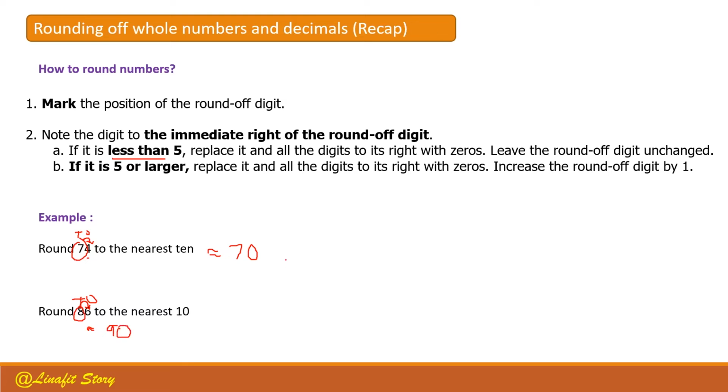Another example. Let's say 53. Round off 53 to the nearest 10. 3 is in the ones place, 5 is in the tens place. We want to keep the 5, so we must look at the next digit. This is 3, which is less than 5. So no change is needed to 5. So the answer is 50.